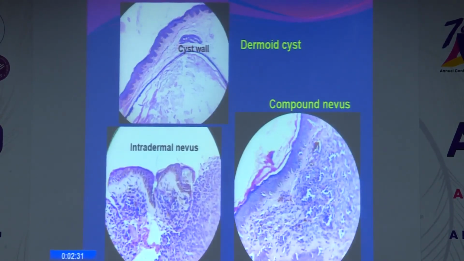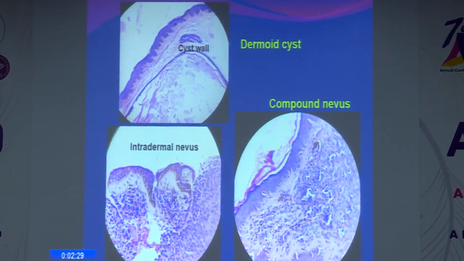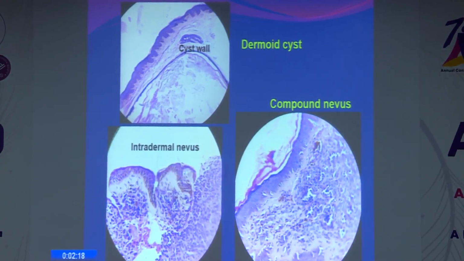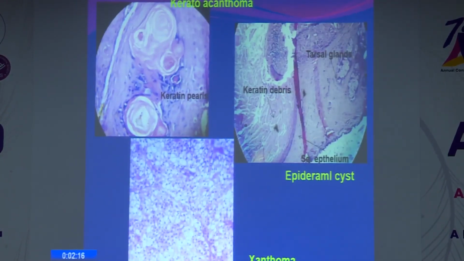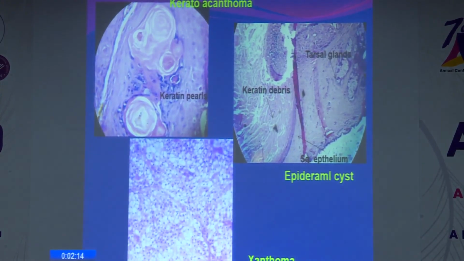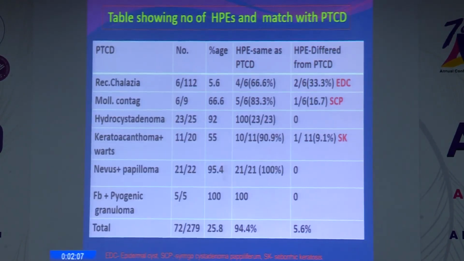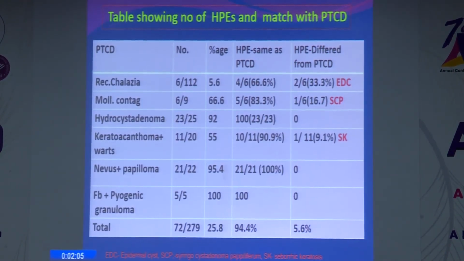We did ask for histopathological evaluation whenever in diagnostic dilemma, or in recurrent cases, or to rule out early malignancies, or of academic interest. Examples are the cyst wall of the dermoid cyst, the nevus typification possible only on HPE, the keratin pearls of keratoacanthoma, the keratin debris of the epidermal cyst, and the collection of histiocytes of xanthoma. Here is a table which shows for how many cases and which cases we sent for HPE and how much did they match with the clinical diagnosis.